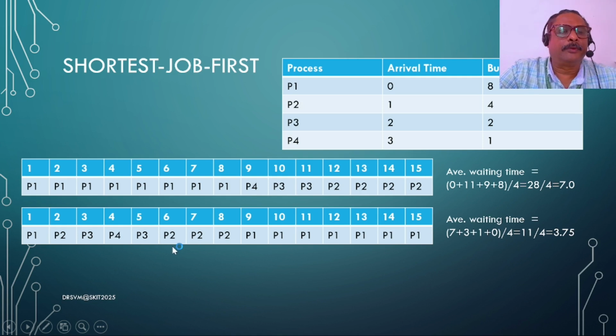And looking at P4, P4 has come at 3 and immediately it gets the chance, so it is not going to wait anymore. So total happens to be 11 by 4, that is the average is 3.75.